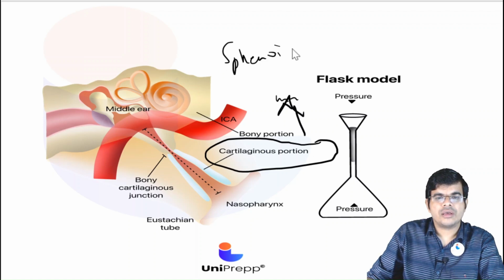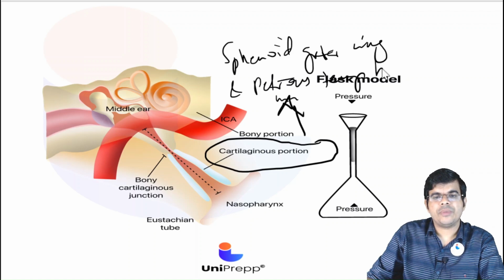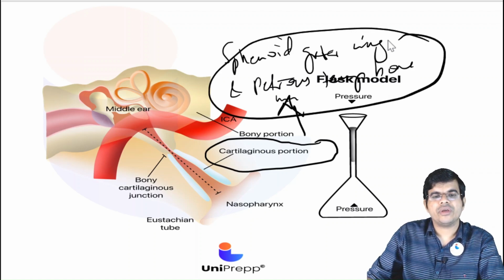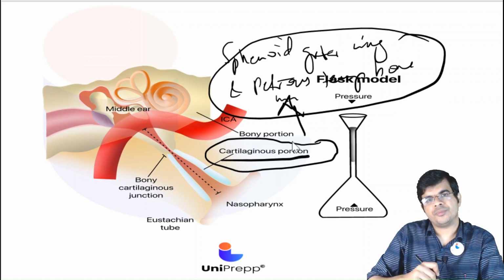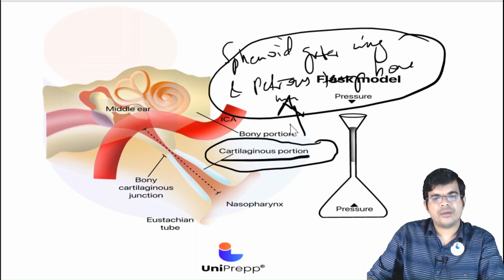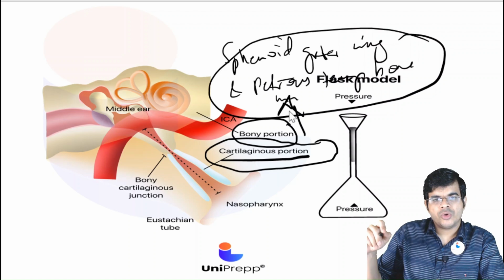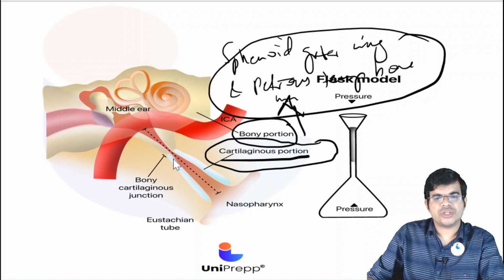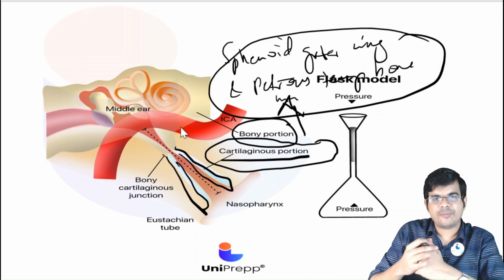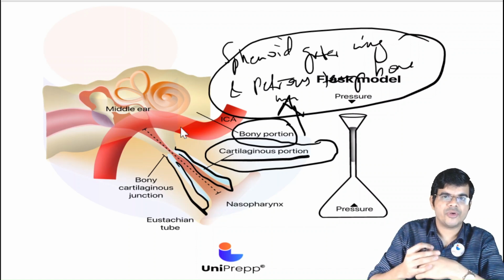sphenoid greater wing and petrous temporal bone. Between the petrous temporal bone and the sphenoid greater wing you have the cartilaginous portion, whereas the bony part is formed by the petrous and squamous part of the temporal bone. So between the sphenoid greater wing and petrous part of temporal bone you have the cartilaginous portion, and this cartilaginous portion is the one which has got some property to get closed. The other part is not compliant like the cartilaginous part because it is bony.